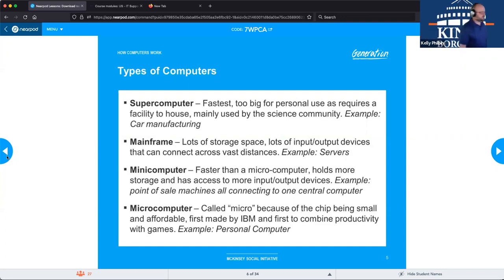And the first one was made by IBM. And then for a while there, they called most computers IBM compatibles, which means they were similar to that. Most of them operated with Microsoft software on them. And they're great for things like productivity, gaming, surfing the internet, all kinds of fun stuff like that. So the majority of what we'll be doing in this class, we'll be focusing on the microcomputer.